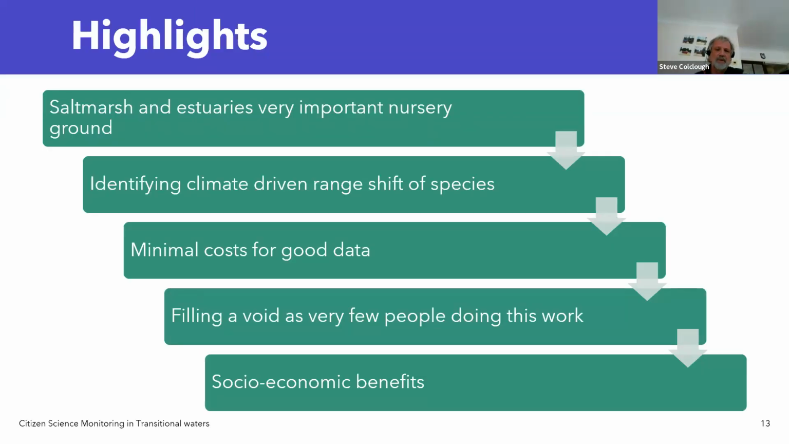Here's some of the highlights of our work. We knew beforehand that salt marshes and estuaries are a very important nursery ground, but we can now demonstrate that in so many new sites that nobody has seen any data from before. We're helping monitor climate change through this process. We keep all the costs down. This isn't cheap data that some regulator should do. The regulator would never have the capability to do all this data. We're intelligently filling in gaps in the data record, but yes, we can do it at low cost.